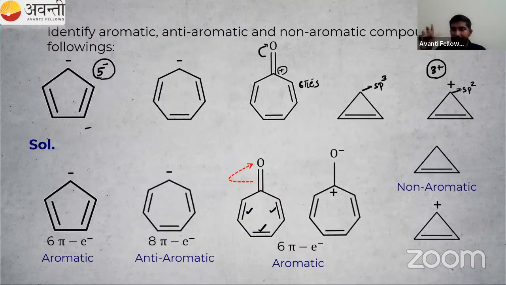Then the last one: ring, conjugation, pi, sigma, positive charge is there. Then it is planar, sp2 hybridized carbon atom. Then how many pi electrons? 1 pi bond, 2 pi electrons. It is following Huckel's rule, so I can say it is aromatic in nature. Is that clear to you? This question, how to find it? Number of pi electrons: the negative charge means 2 electrons. If it is involved in resonance, you have to count that.